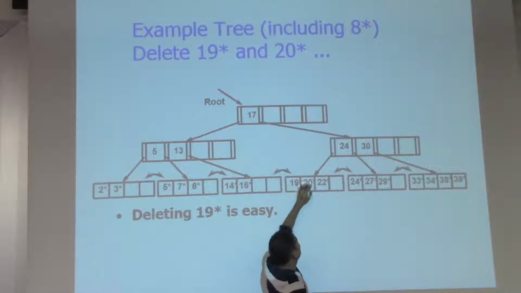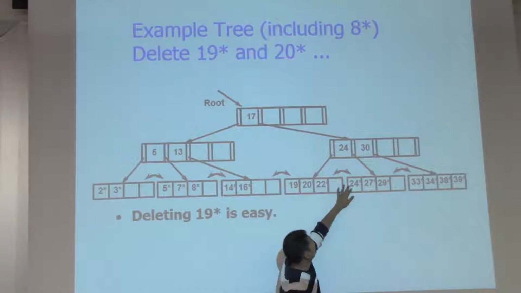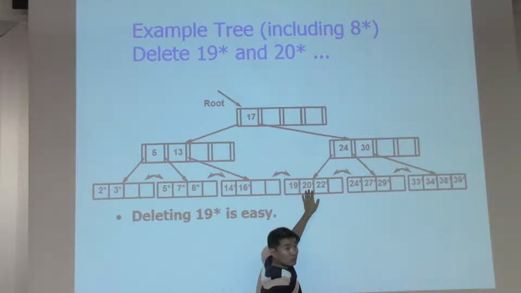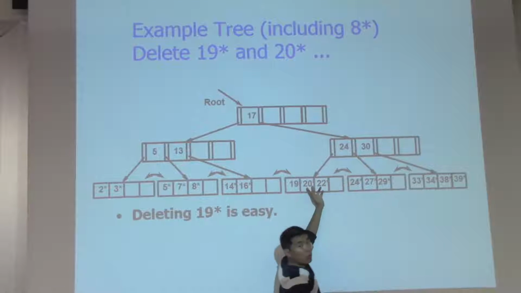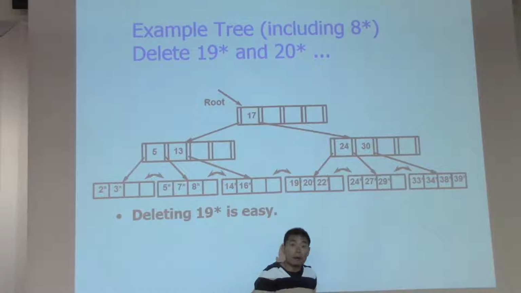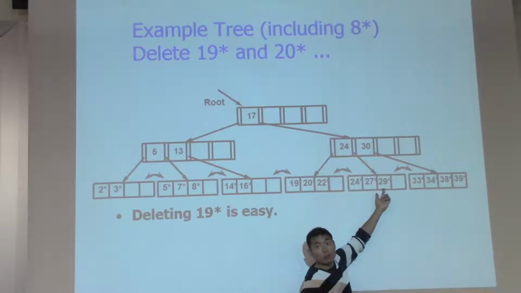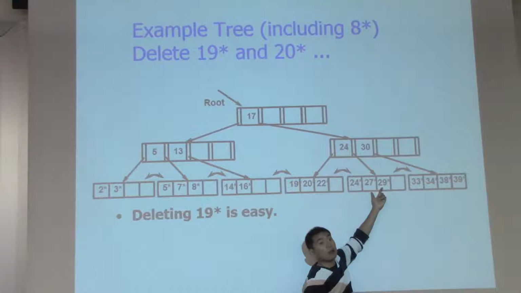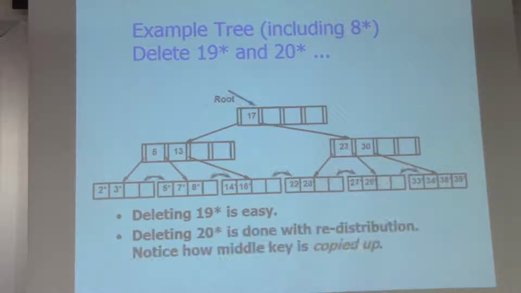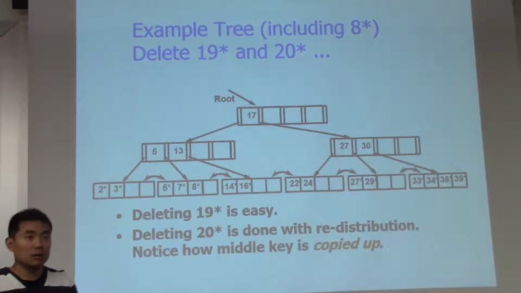By that, what happens is 22 will come here, 24 will move over here. But you are not done yet, because by moving 24 over, you need to update the entry in the level above. So that 24 should be gone and replaced by what? The new smallest entry from this node, which is 27. So that's what happens. Okay, so that's the redistribution taking place.